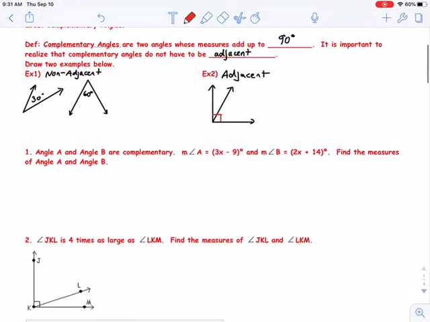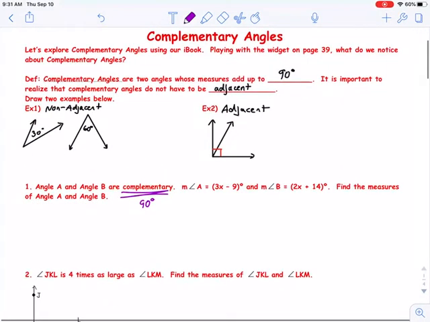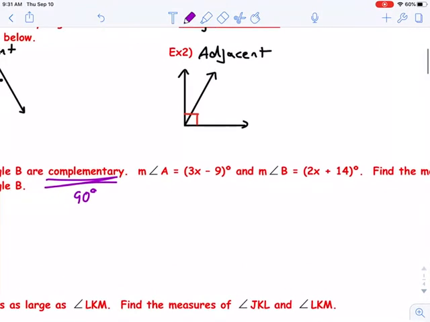We're going to do two problems with complementary angles. Angle A and angle B are complementary. The skill we have to develop is, right when we see the word complementary, think 90 degrees. Then this really just turns into an angle addition problem. The measure of angle A equals 3x minus 9, and the measure of angle B equals 2x plus 14. Find the measures of angle A and angle B. Since they're complementary, 3x minus 9 plus 2x plus 14 equals 90 degrees. Setting up this equation is the hardest part. Then it's a matter of just solving it.